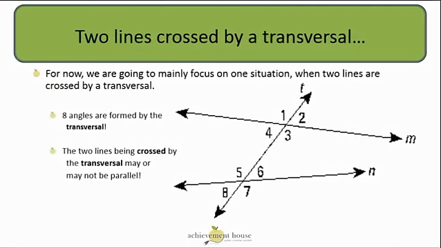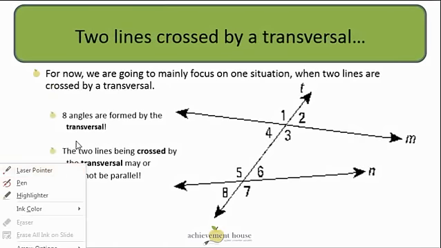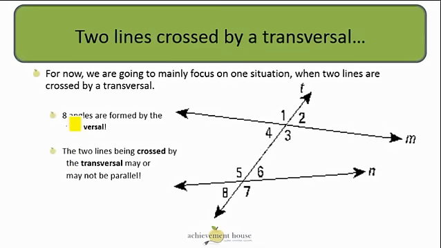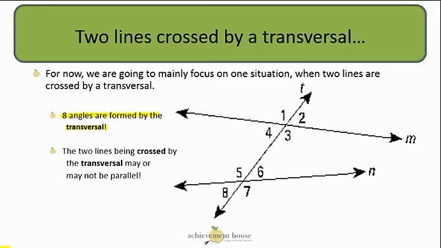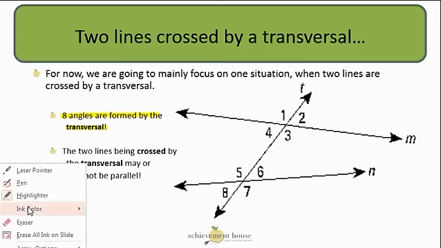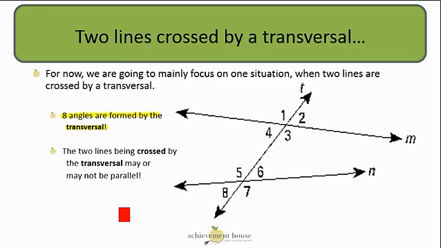Just a little review from the previous lesson. Remember that 8 angles are formed by the transversal. We're going to be looking at this situation a lot over the next couple of weeks, and this is probably the most common situation of intersecting lines that you will talk about in math class, of all the different angles and theorems that are formed because of this situation. Remember right here, this line that cuts across the two lines, it's called a transversal line.